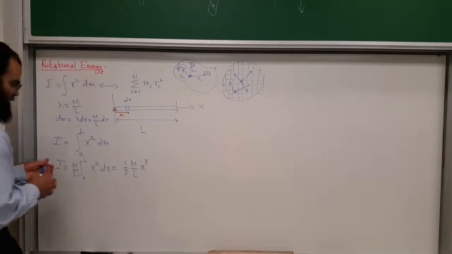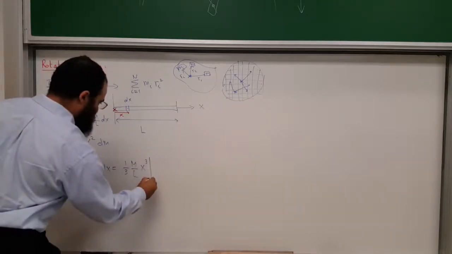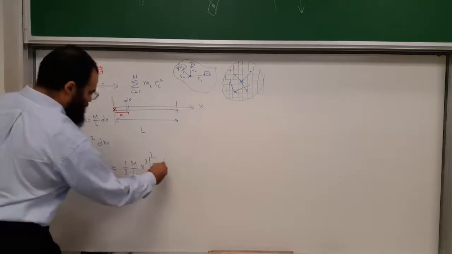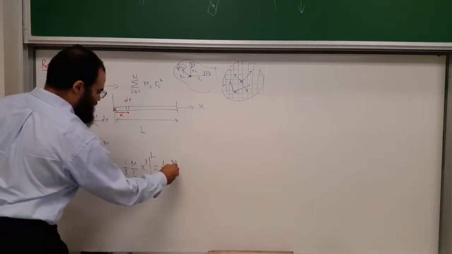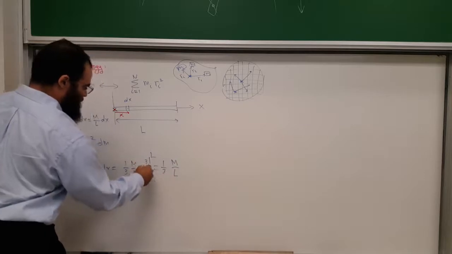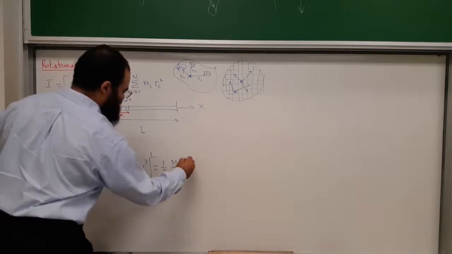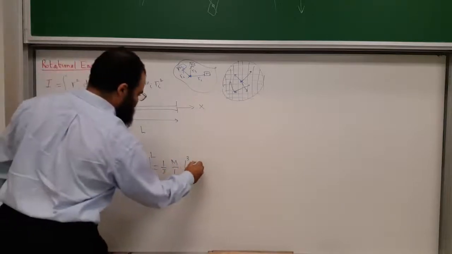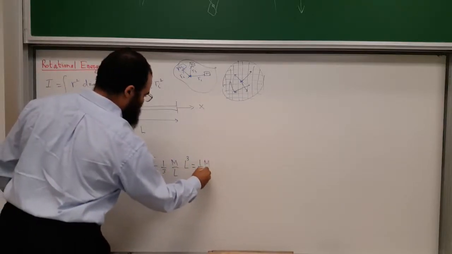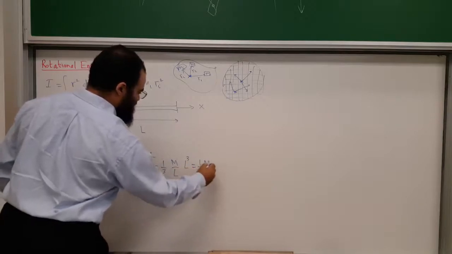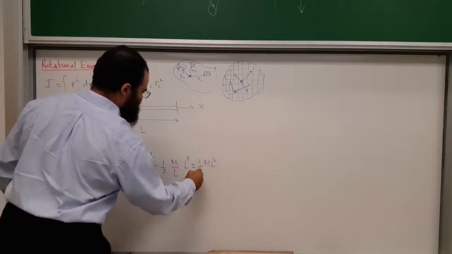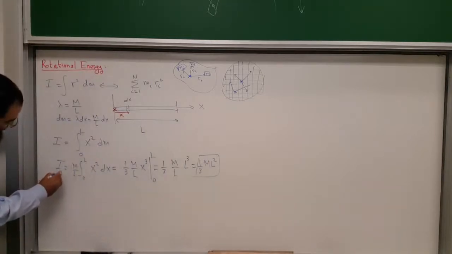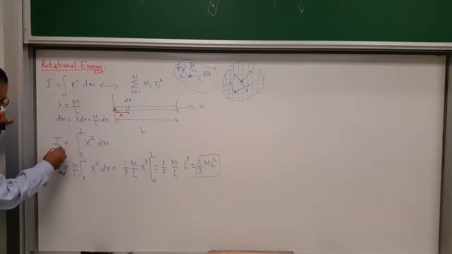Now it's good. All right, so let's see. I evaluate this between 0 and capital L, and I get 1/3 of m over L. Then I plug in L, so it becomes x cubed, and when I subtract the 0, it's just 0. So this is just 1/3 m, L cubed over L is L squared. So that's the moment of inertia about the end. The moment of inertia I specify here is about the end of the rod.